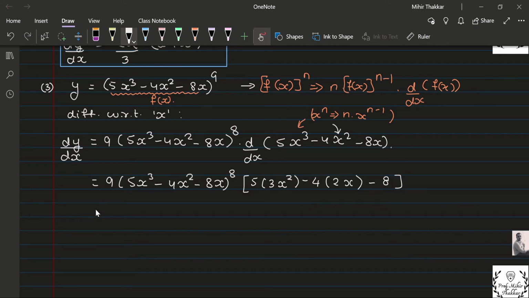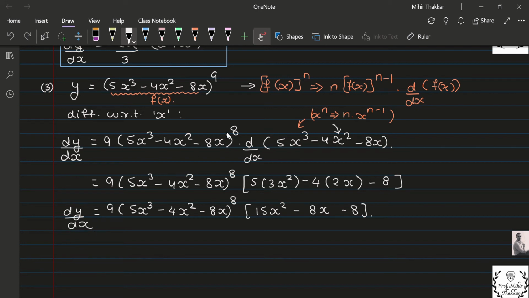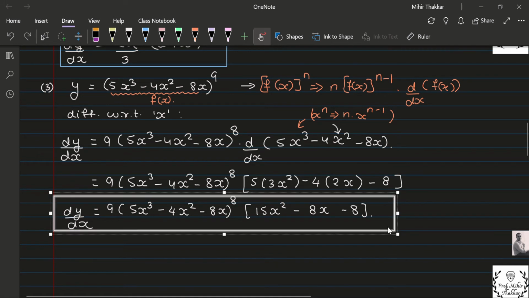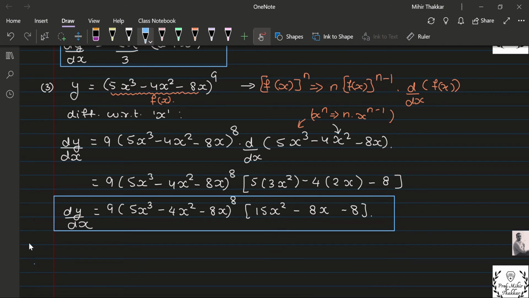So when I write my final answer, it is 9 into (5x cube minus 4x square minus 8x) whole power 8, and multiply the terms, it gives you 5 into 3, 15x square minus 8x and minus 8. So that is your required value for dy by dx. So that completes your question number 1, guys. I hope question number 1 is very clearly understood to everybody.